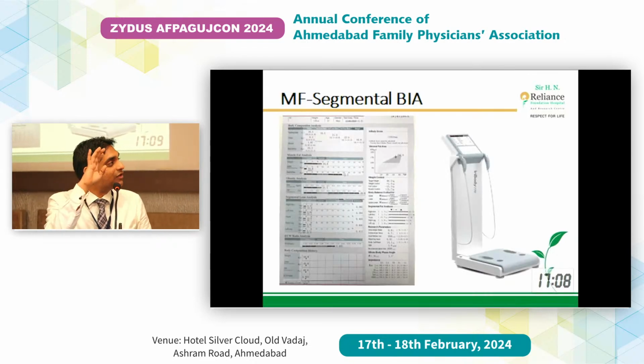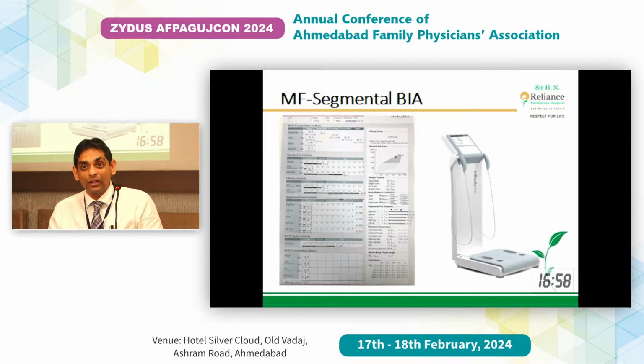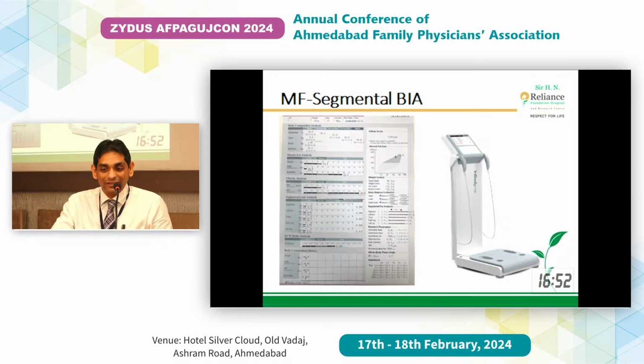So this is a chart which we get. A person just stands on the scale. It gives you an analysis of the fat, visceral obesity, muscle, and how much is the extra water, intracellular and extracellular. So when we are quantifying a person who is obese or a lean NASH, it really tells you how much muscle they have got and how much is the fat percentage.